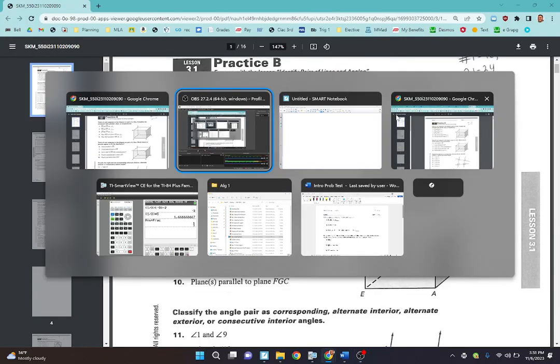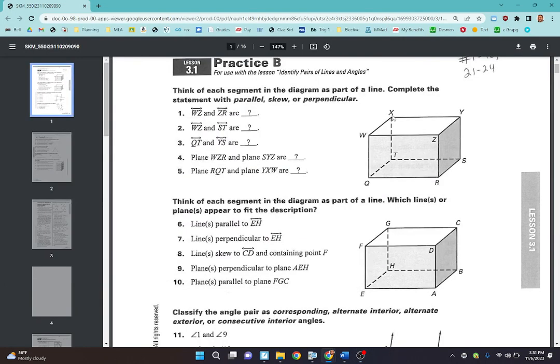Someone already asked me for number 4 over here. Number 4, plane WZR, which is like the front of the box over here, and plane SYZ. SYZ is the side of the box. So the question is: is it parallel, skewed, or perpendicular? In this scenario, they hit each other at 90-degree angles, so they're perpendicular. So number 4 is perpendicular.